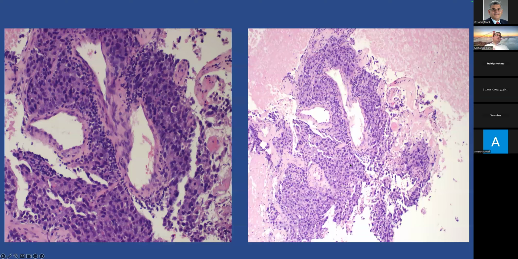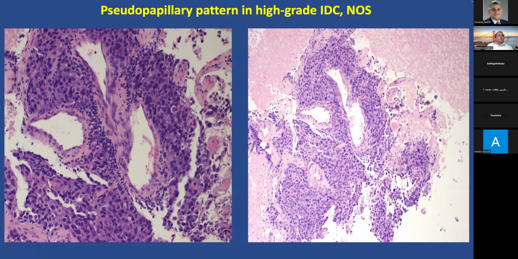And the question always is, is it one of these papillary carcinomas? And the answer is always no, because if you look at the papillary carcinomas, like solid papillary carcinoma and encapsulated papillary carcinoma, those tumors are ER positive, not poorly differentiated. And now we stage them as Tis, not even invasive anymore. So this is a pseudopapillary pattern. We call it a high-grade IDC NOS. It's just the necrosis that causes that pseudo-pattern for you.